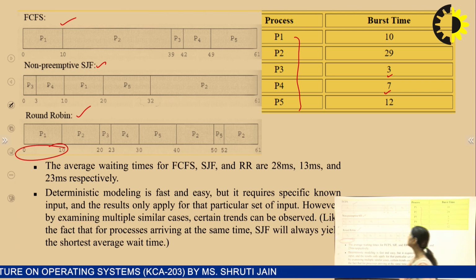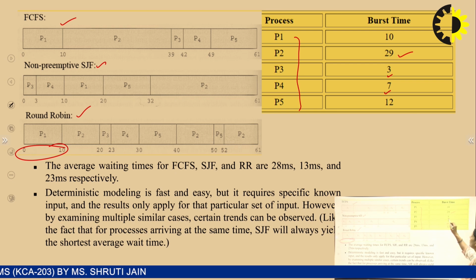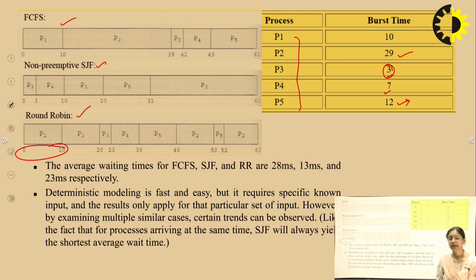In that case, the first one will be executed followed by P2, but because P2 is a longer job, it will move on to P3, P4, P5. Now, P5 also needs one more turn, so P2 and P5 will swap and execute. Later, when we calculate the average waiting time, for FCFS we identify that it is 28 milliseconds. For shortest job first, it is 13 milliseconds and for round robin, it is 23 milliseconds respectively.